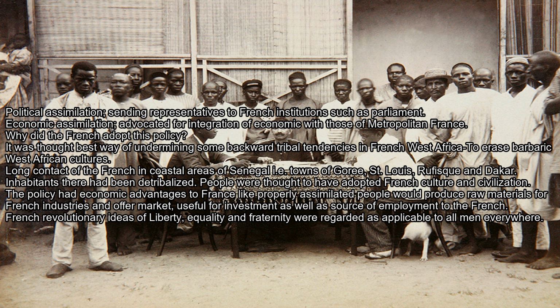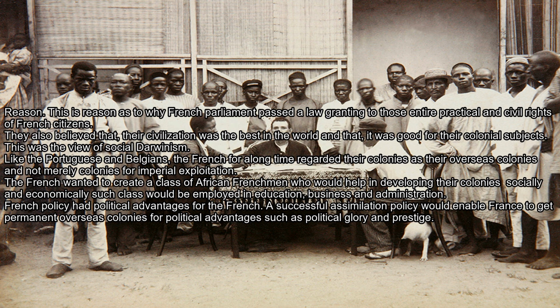French revolutionary ideas of liberty, equality and fraternity were regarded as applicable to all men everywhere. This is the reason why the French Parliament passed a law granting to those people the political and civil rights of French citizens. They also believed that their civilization was the best in the world and that it was good for their colonial subjects. This was the view of social Darwinism.